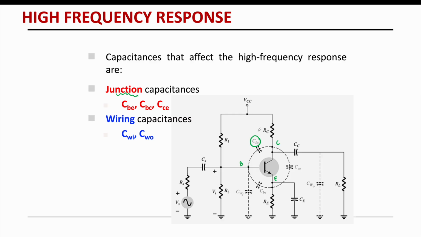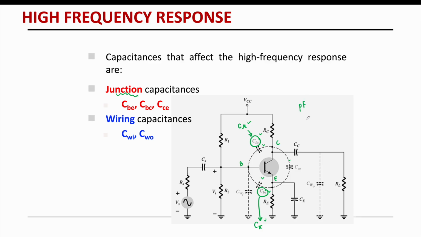Alright, so for the CBE, if you refer to some books, they didn't mention it as CBE, but they mention it as C pi. So C pi is actually the same as CBE, and CBC is also referred to in some books as C mu. Please remember this: C mu equals CBC, C pi equals CBE. All these internal capacitances usually have very small values, which is picofarad.